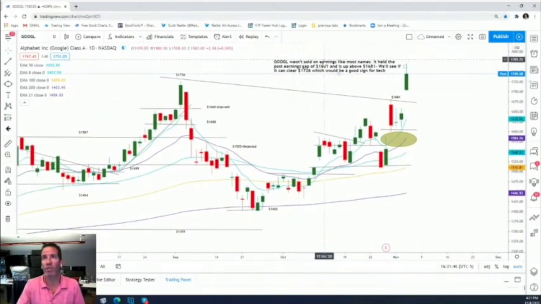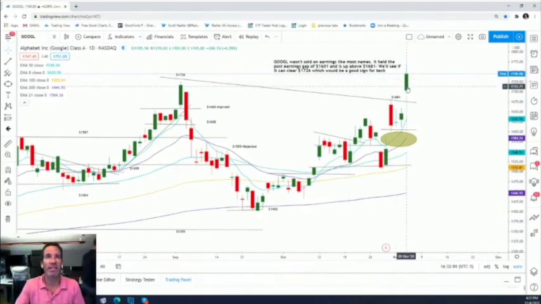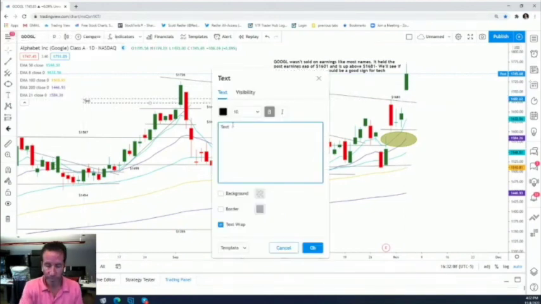Look, Google wasn't sold on earnings like most names. It held the post earnings gap of 1601, which was right here, and is up above 1681, which is this pivot. We'll see if it can clear 1726, which would be a good sign for tech. Why? Because it's showing power. Why? It'll create FOMO elsewhere. So now this is 1770. So let's put 1770 in here.